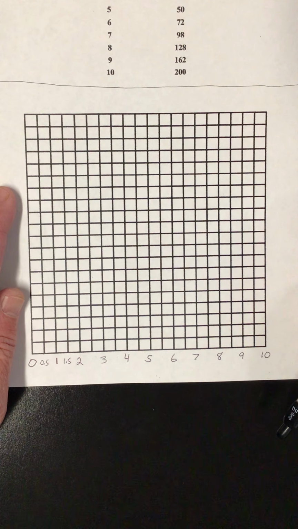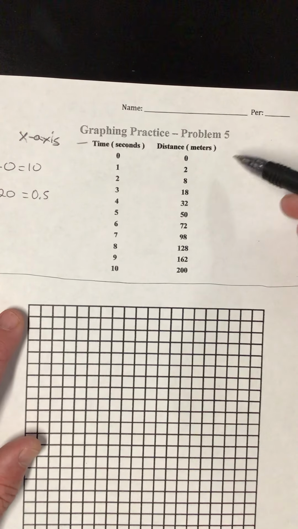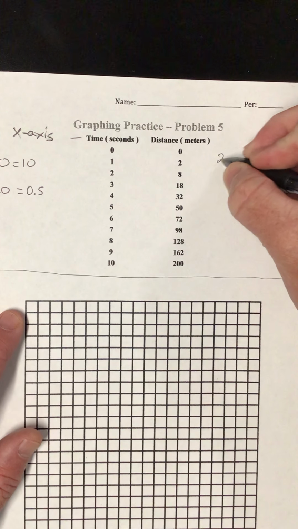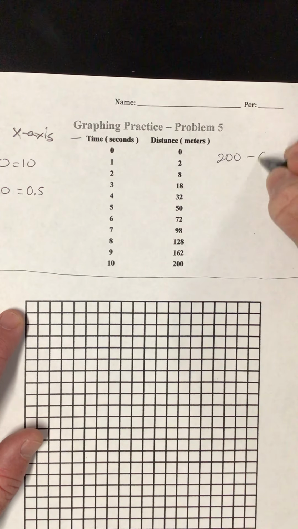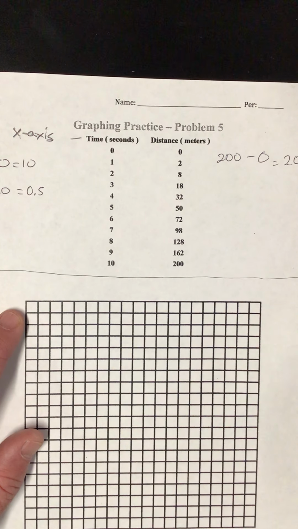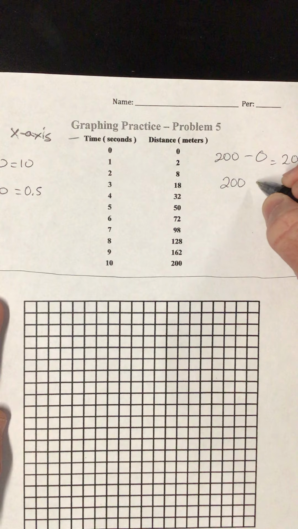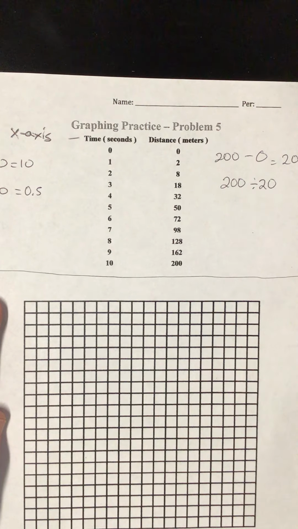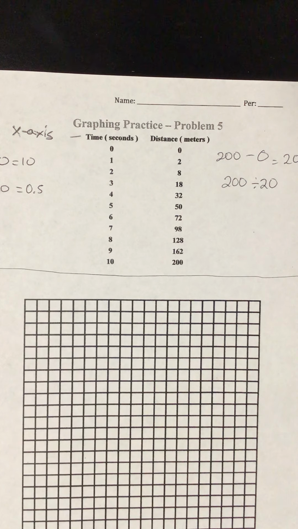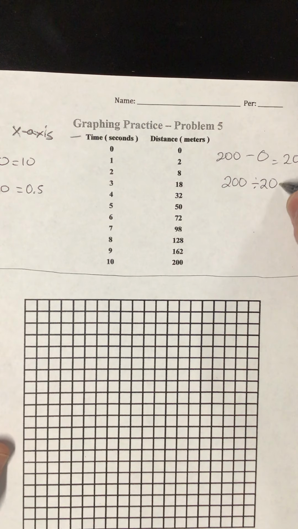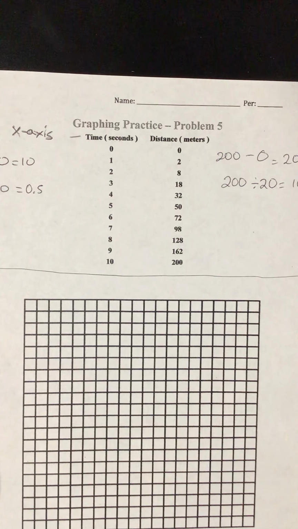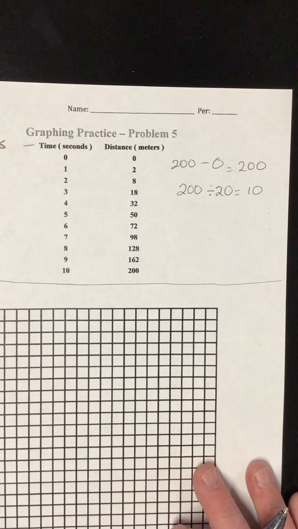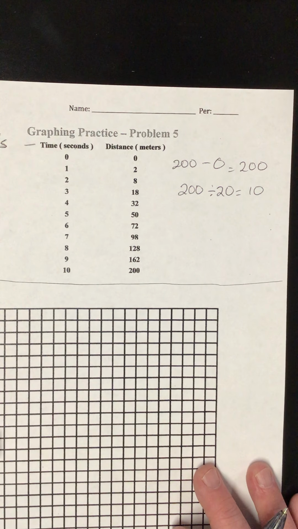Okay, now let's do our other axis. So now we're going to measure distance. What's our high value? 200. What's our low value? 0. How many boxes do we have going up? 20. There's 20 boxes. So we're going to divide 200 into 20 little pieces. So 200 divided by 20 equals 10. So each box is going to have a value of 10 on your y-axis.